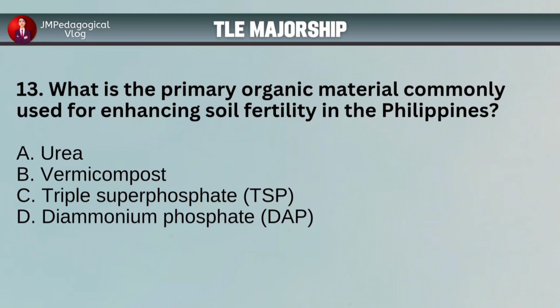13. What is the primary organic material commonly used for enhancing soil fertility in the Philippines? A. Urea. B. Vermicompost. C. Triple superphosphate, TSP. D. Diammonium phosphate, DAP.